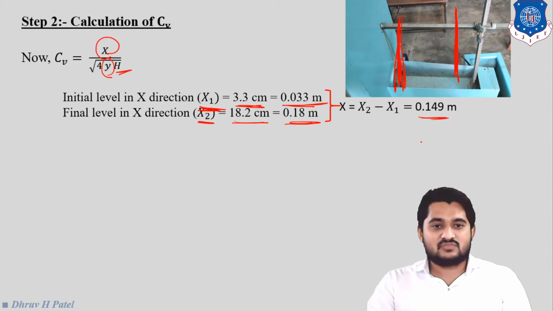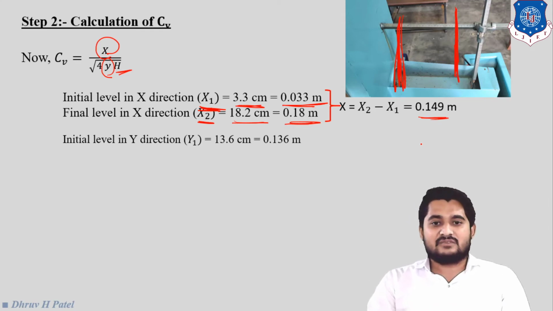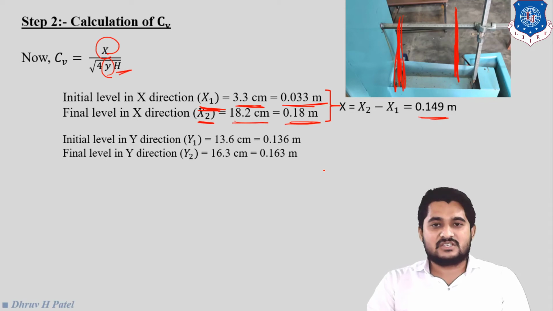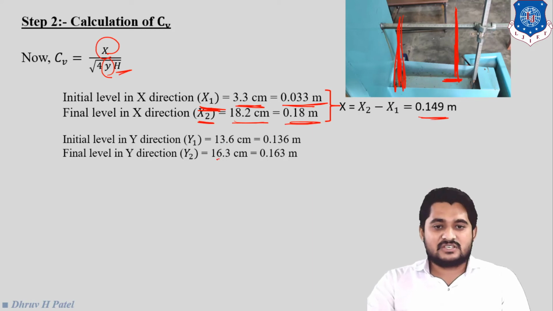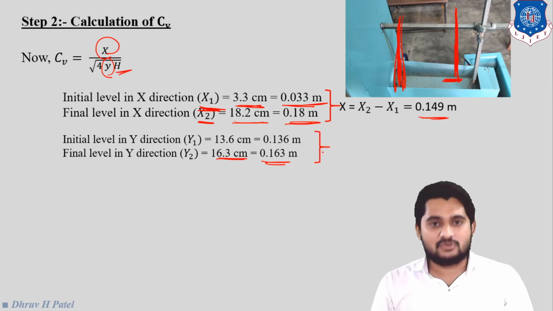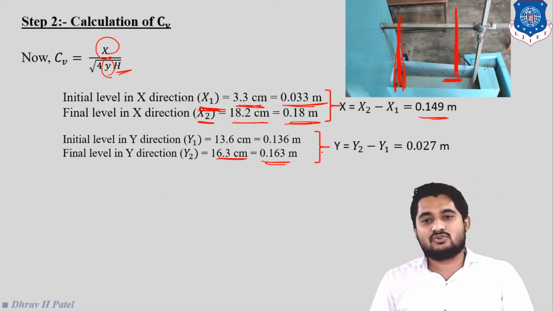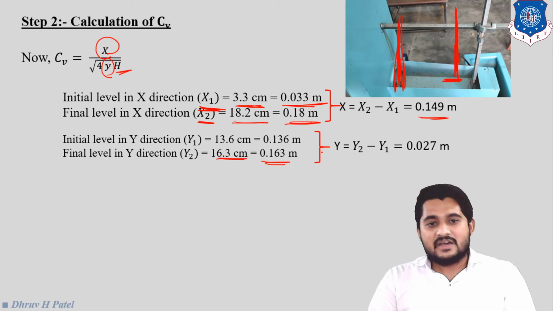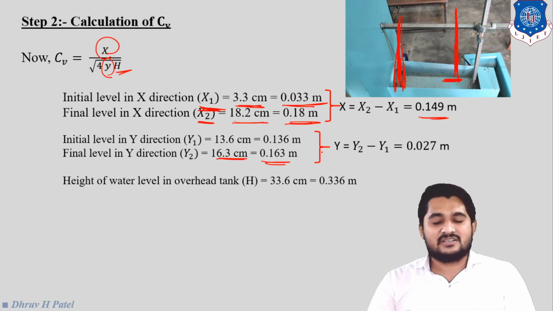Similarly, in the y direction, we have to measure the initial level, that will be 13.6 centimeter, that will be 0.136 meter, and the final level in the y direction will be 16.3 centimeter. So we take the final level at this point, right? So 16.3 centimeter, so 0.163 meter, right? So from y2 and y1, y is equal to y2 minus y1, so 0.027 meter, that will be our height. And obviously h is the steady water level in the tank, that is 33.6 centimeter, so 0.336 meter, right?